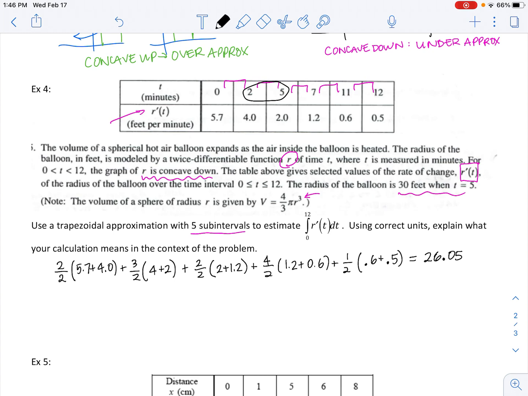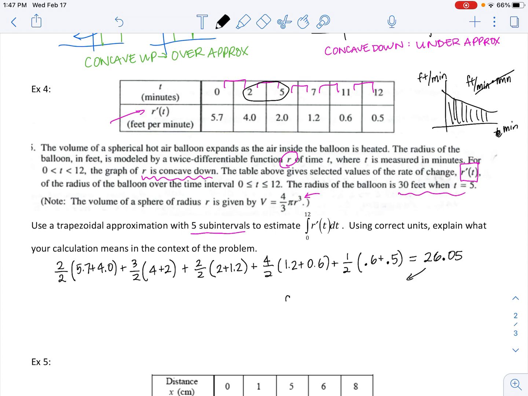Now, it does ask us to explain what this calculation means. This is the area under the curve. So think about it again. We've got time on the x-axis, and we have feet per minute. I guess I should call this minutes on the x-axis. So if we're finding the area under this curve with this approximation, what are we calculating? Feet per minute times minutes, which is what integration does. So I'm getting total feet.